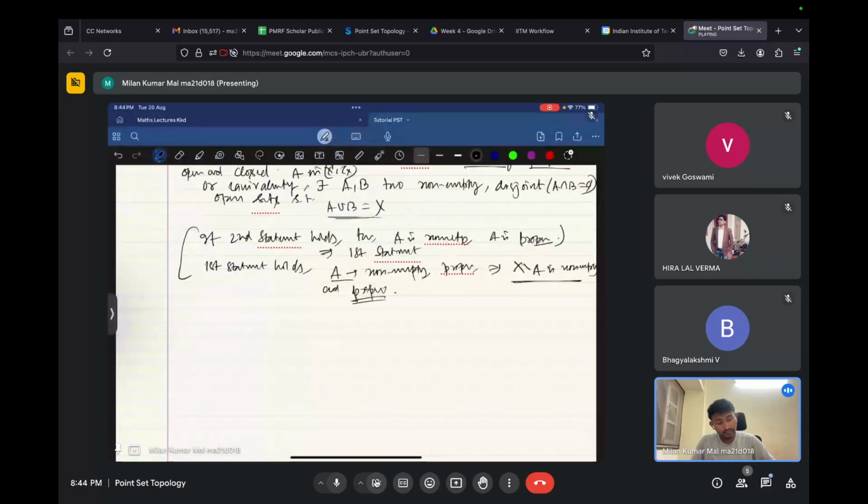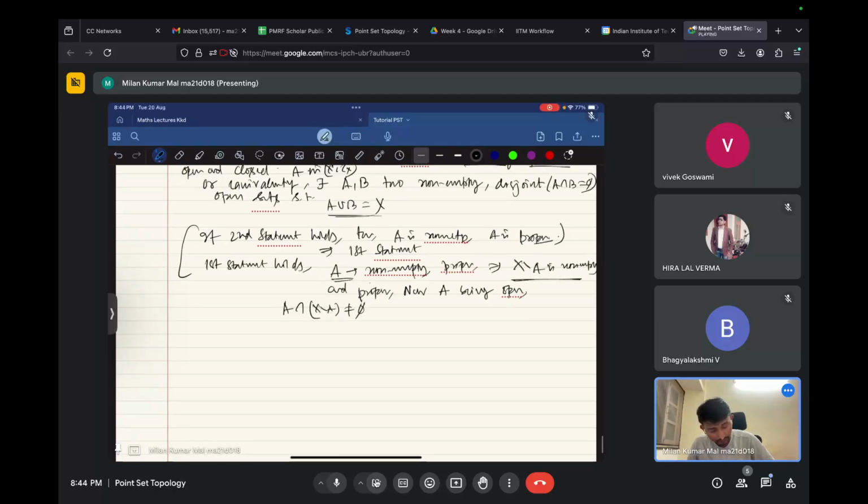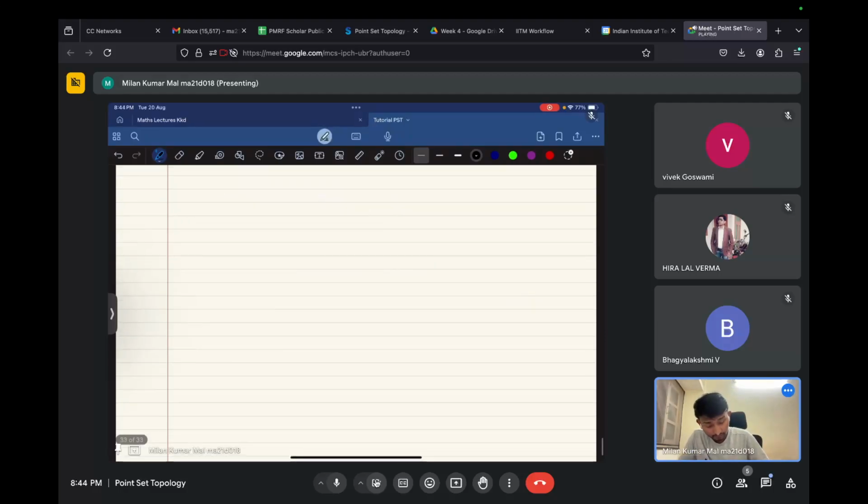That means this is A, this is B, non-empty and proper. Now A being open, A intersection X minus A is non-empty and A, X minus A are both open. So the first condition and the second condition are the same. Now path connected.